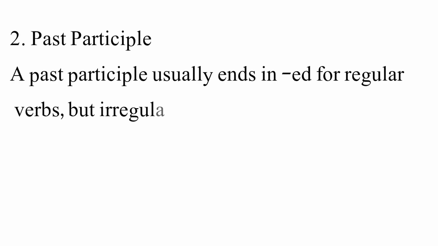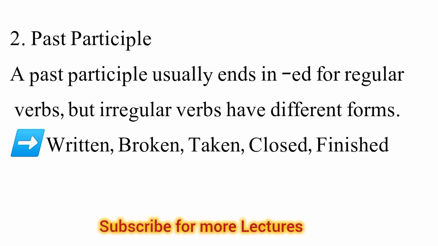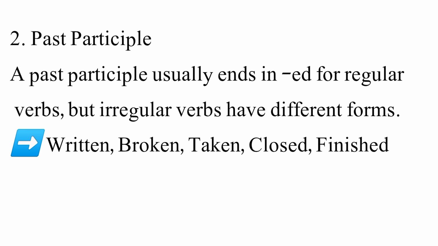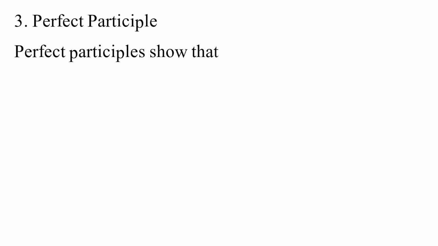Two, past participle. A past participle usually ends in ed for regular verbs, but irregular verbs have different forms. Examples: written, broken, taken, closed, finished. Examples in sentences: The broken door needs repair. She found a lost book. The written report is good. The closed shop opens tomorrow. We ate cooked biryani.